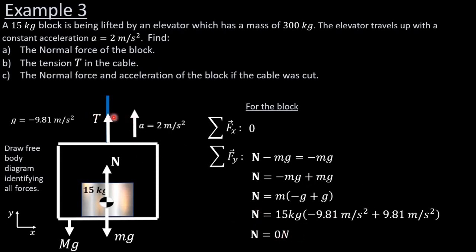So if that cable was cut, the normal force on that block, on that elevator, is going to be 0. And that is the answer to part C. And also note that the tension will also be 0, and the acceleration of the block would be g.